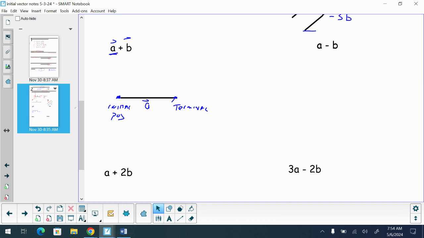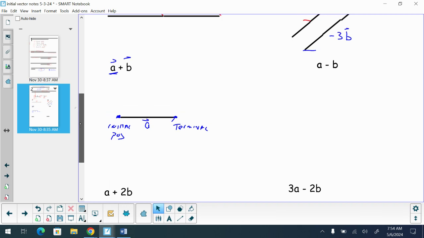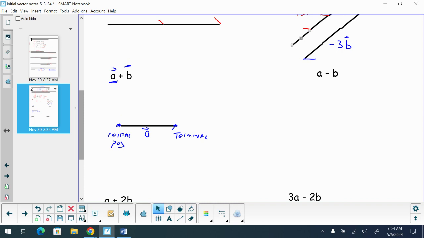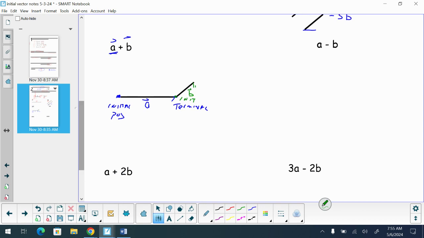Wherever we stop our first one, we now must start our second one. So I need to now travel wherever I stop my first one. For the second one, this now turns into the initial position for vector B. So I'm traveling A first, I'm stopping A, and then I'm going to B. And I'm going to travel B, and now this is my terminal position.